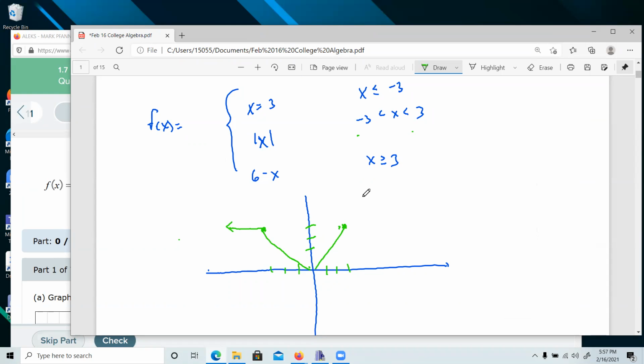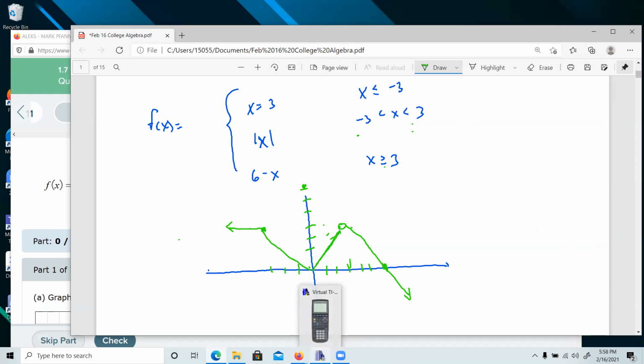And then when we get done with 3, we actually need an open dot here, because that's not really there, right? It's not quite there. And we look at 6 minus x, right? We're going to do 1, 2, 3. So there's 6. When x is 0, we're at 6. And when x is at 6, then y is 0. And we only care about it from 3 onwards. So at x equals 3, we're at 3. Okay? And that would be the graph of this function.